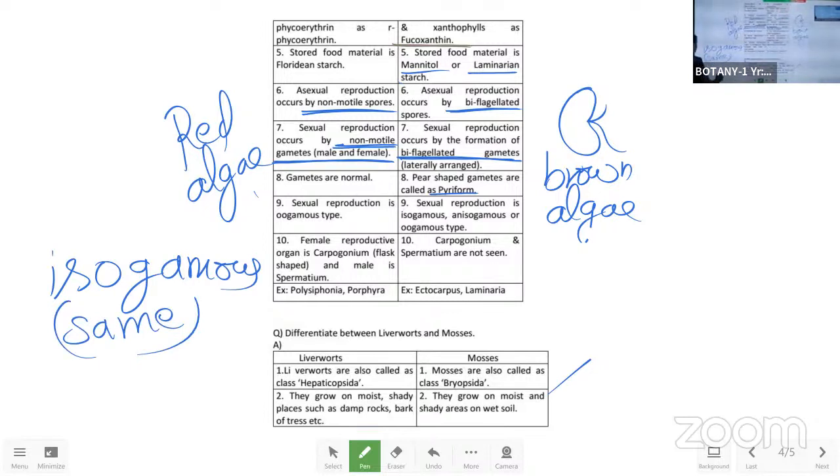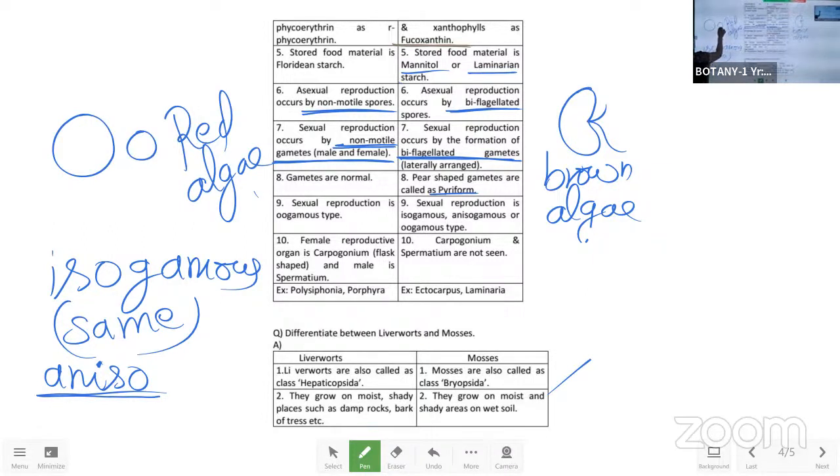And the anisogamous means one is bigger and another gamete is somewhat smaller. And whenever the size difference is there, then the motility also differs. The bigger one cannot move fast and the smaller one can move very fast. That is the anisogamous. So in this, the female gamete is somewhat bigger than the male gamete, and the male gamete will move faster than the female gamete.